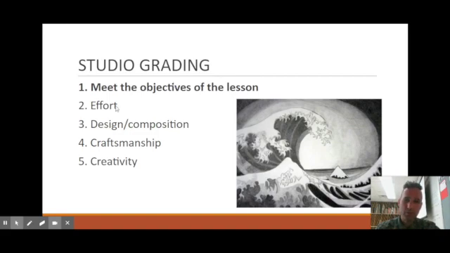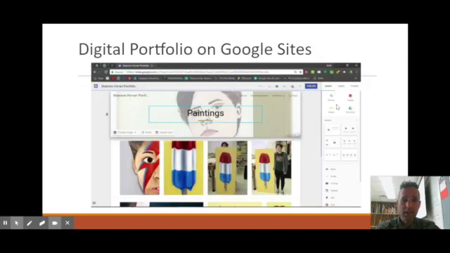Now, besides that, of course, effort is going to be a big thing. If you put a lot of effort in, even though you're not successful in every moment, this will add to your grade. Design and composition, craftsmanship, and creativity are all other things we take into consideration along with meeting those objectives of each lesson. Each student will keep a digital portfolio, which is on Google Sites.